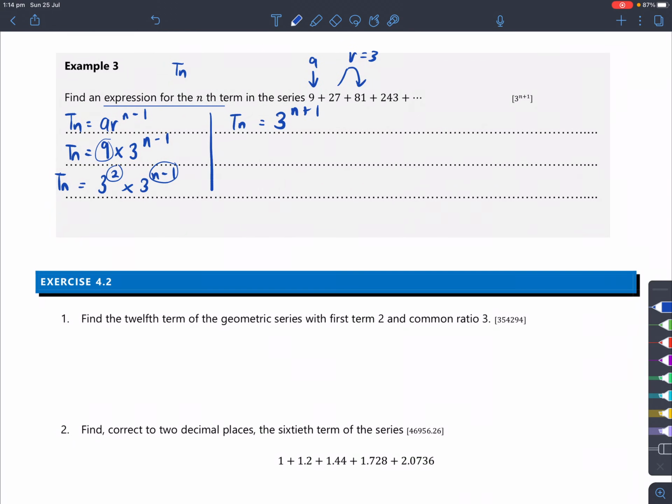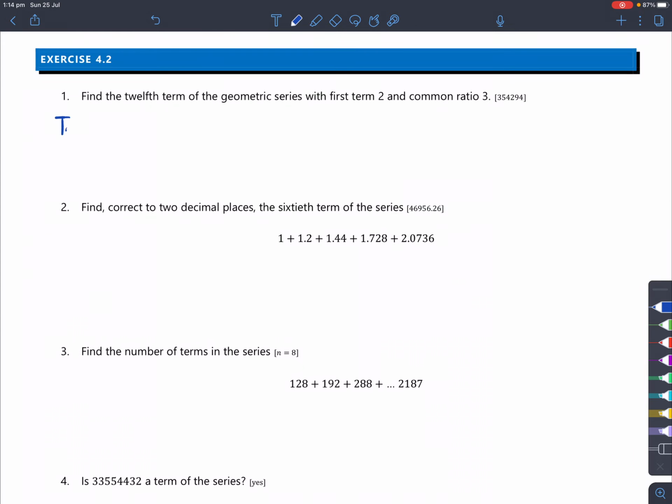Alright, next is exercise 4.2, question 1. Find the 12th term of the geometric series with first term 2 and common ratio 3. Okay, so Tn is ar to the power of n minus 1. So we'll have T12 being a, which is the number 2, times r, which is the number 3, to the power of n minus 1, which is 12 minus 1. So you do 2 times 3 to the power of 11. And T12 would equal 354294.